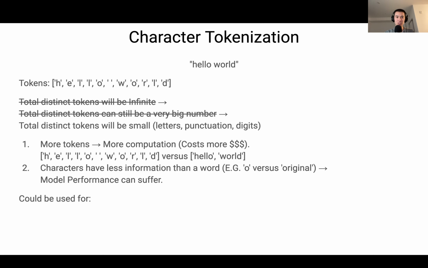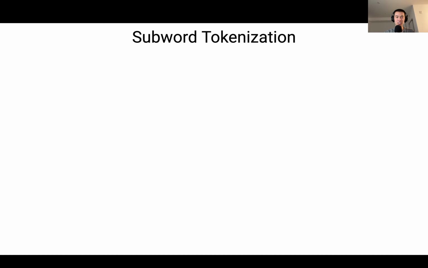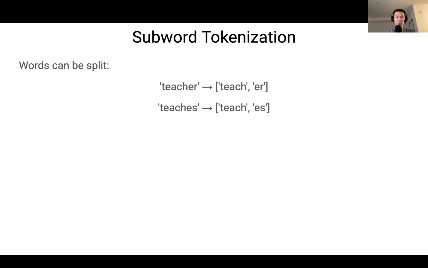Despite these massive setbacks or weaknesses of character tokenization, it can still be used for spelling correction, text generation, such as names. And finally, let's go over subword tokenization. Words can be split. Teacher becomes 2 tokens, teach and ER. Teaches becomes 2 tokens, teach and ES. And teaching becomes 2 tokens as well, teach and ING.